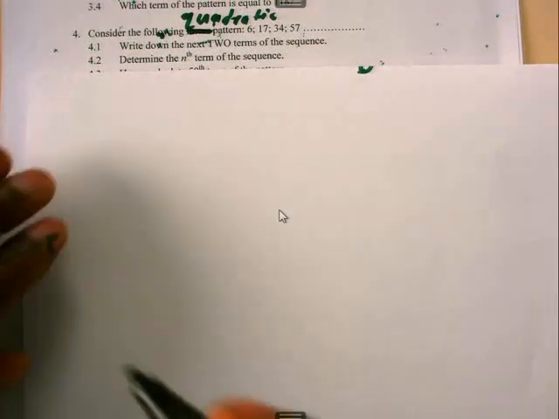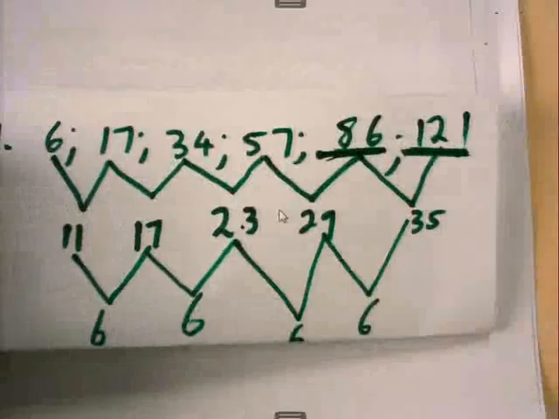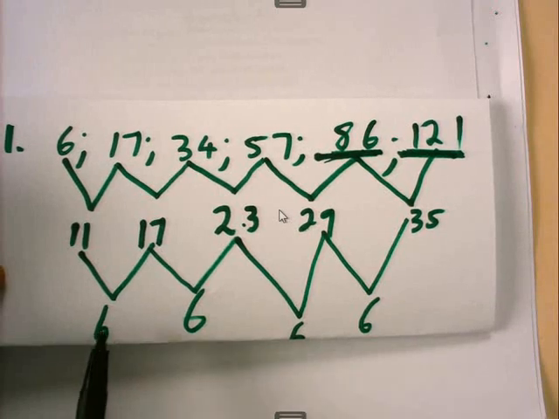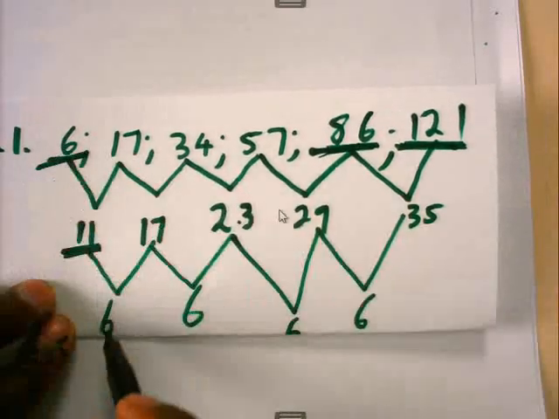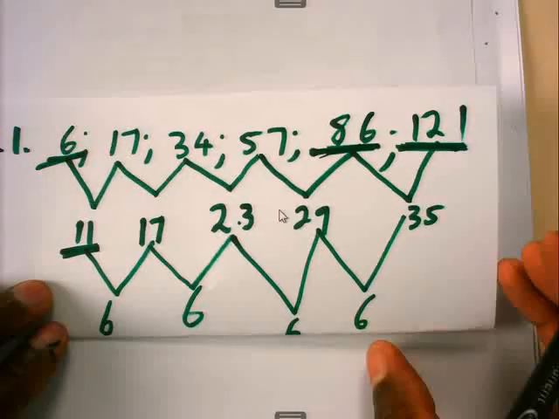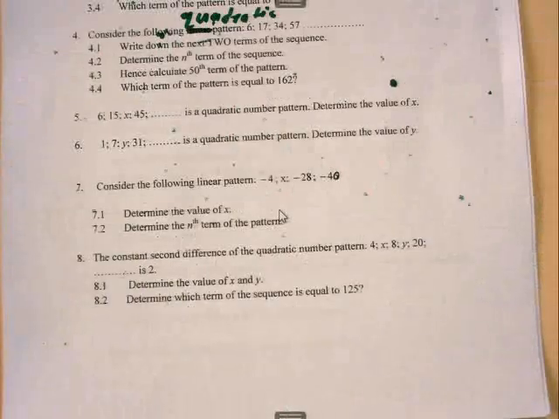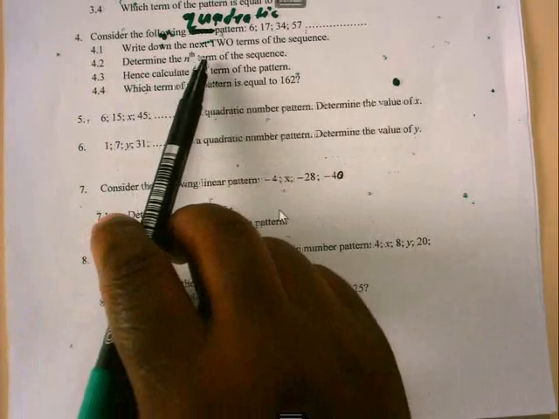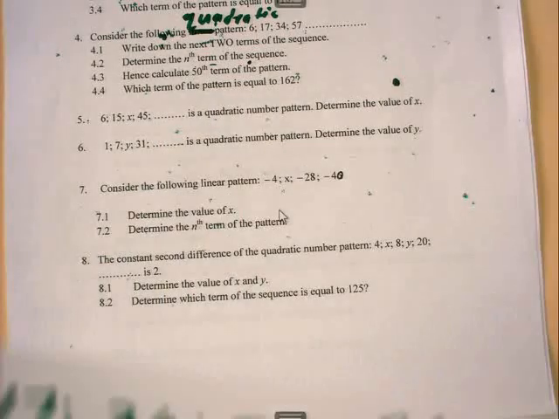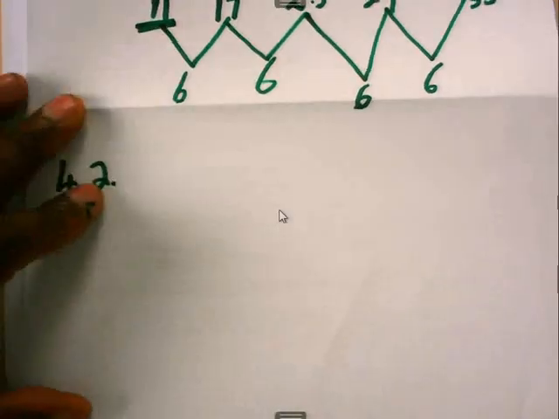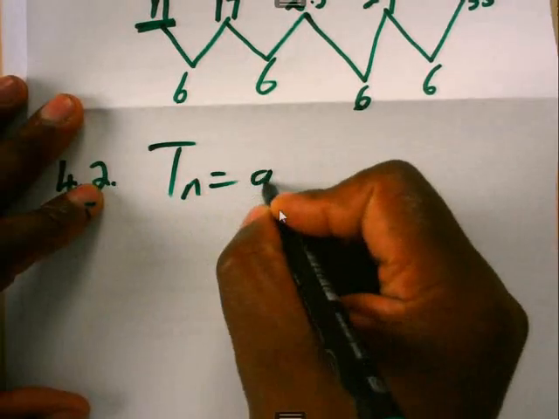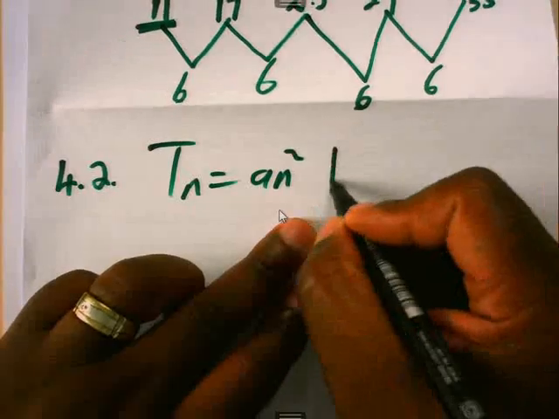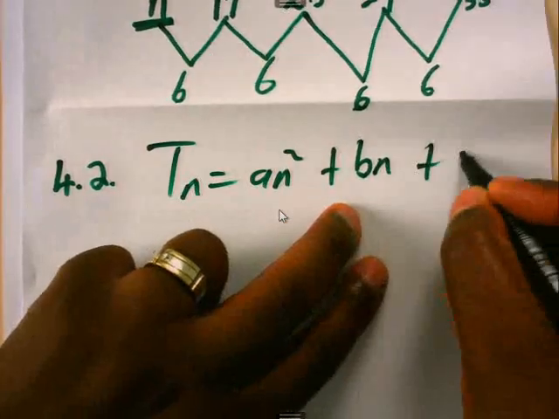Remember, from the previous exercise, we are now at 4.2. From the previous 4.1, our common difference is 6. The second difference, the first term of the first difference, and the first term are the terms that we are going to use to determine the nth term. So remember we said the nth term of a quadratic number pattern is given by Tn is equal to an squared plus bn plus c.